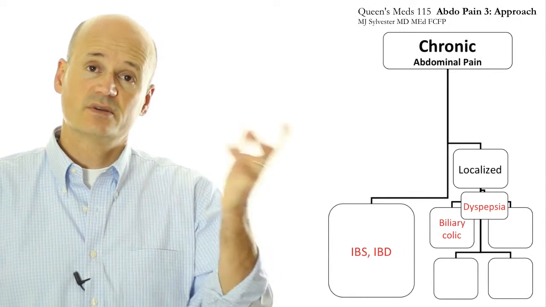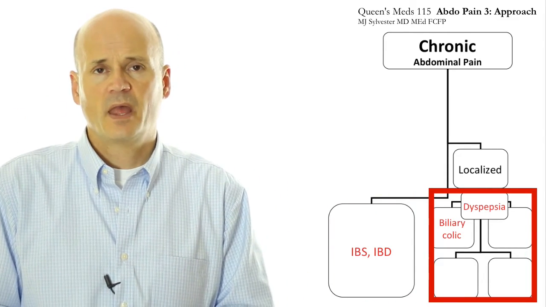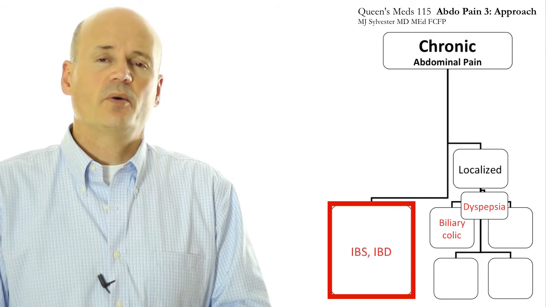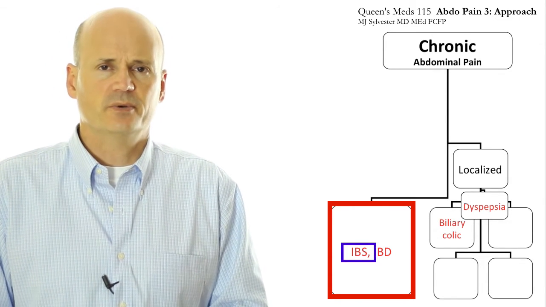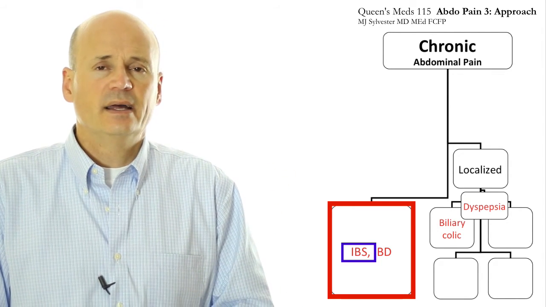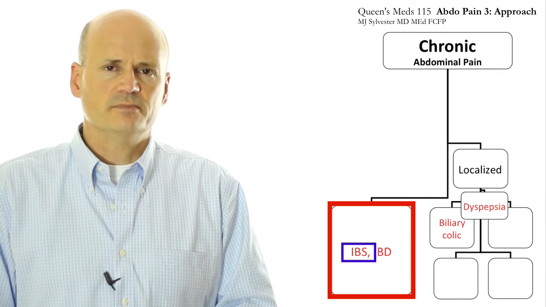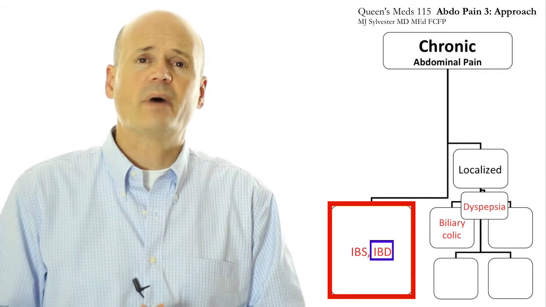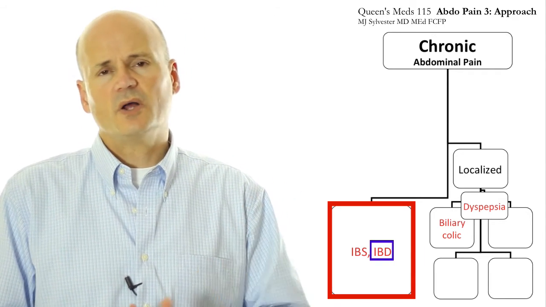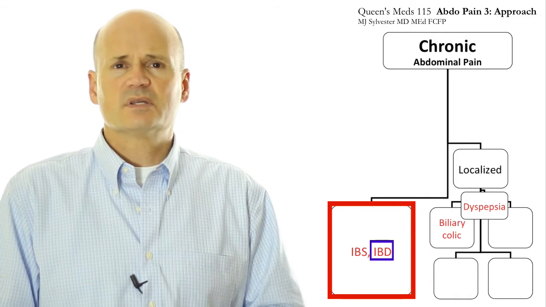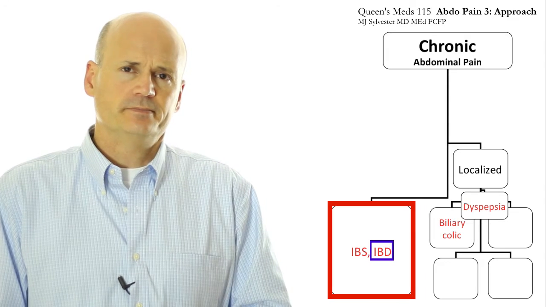Once you've decided that it's chronic abdominal pain, you have to decide whether it's diffuse or whether it's localized. Now, most chronic abdominal pain is diffuse, and most of the diffuse chronic abdominal pain is caused by irritable bowel syndrome. That's the syndrome that's characterized by change in frequency of stool and that has relief with defecation. The other cause of chronic abdominal pain to watch out for is inflammatory bowel disease. That's either Crohn's or ulcerative colitis. The common symptoms that go along with that are blood or mucus in the stool and chronic diarrhea.